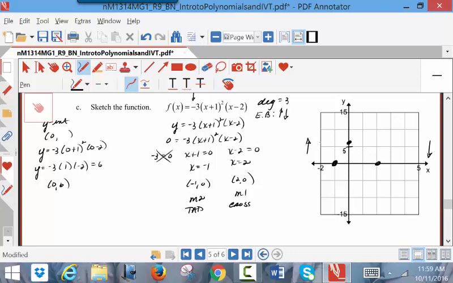So I'm coming down at negative 1. I'm supposed to tap it and come back up and off. I've got to cross that y-intercept, and then I'm going to cross at 2 like that, and there is a sketch of the graph.